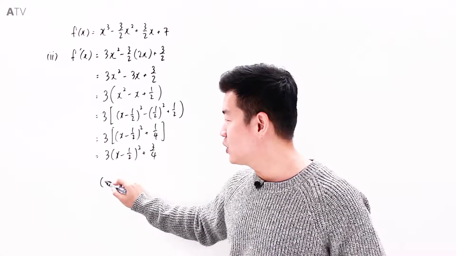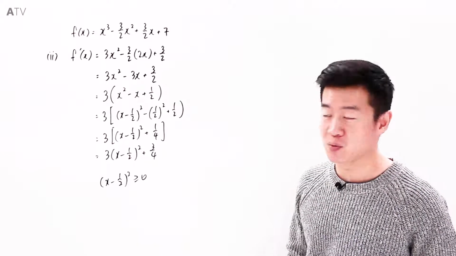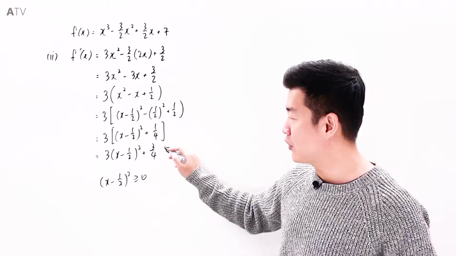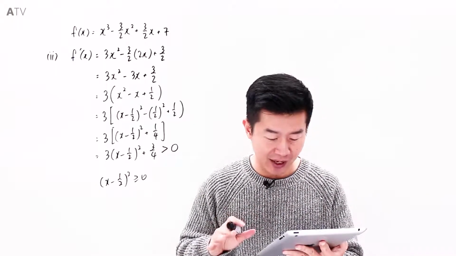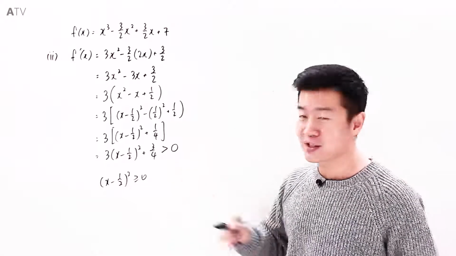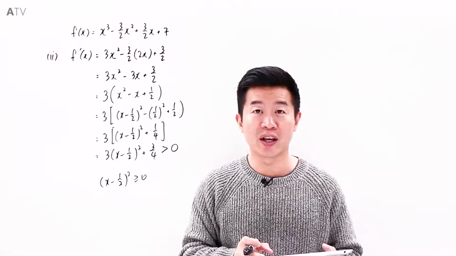And since we know that (x - 1/2)² is going to be bigger than or equal to 0, if I were to multiply this by 3 and add 3/4, we know that this is going to be bigger than 0 for all real values of x. That is why from here we can deduce that f'(x) is going to be bigger than 0 for all real values of x. That is why the gradient of the curve is always positive.